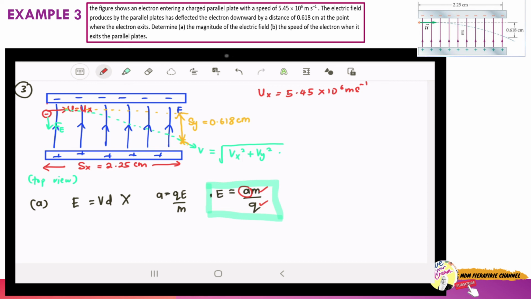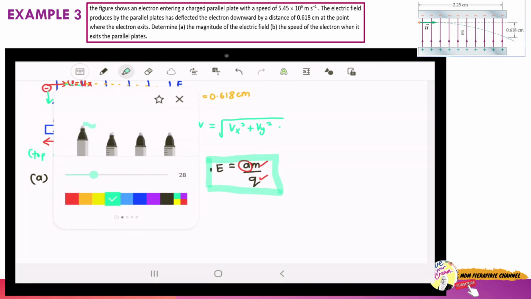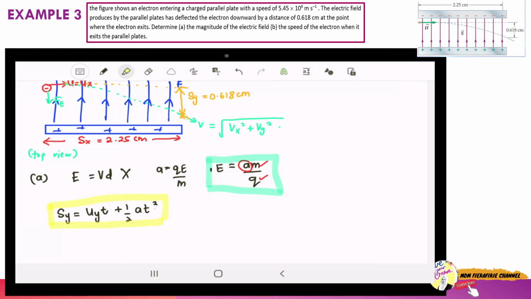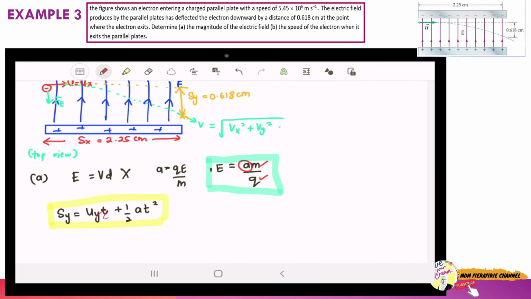How do we find A? Now we need to proceed with another equation. Since we have the values of Sy, Sx, and Ux, I will start with Sy. Why do I start with Sy? Because I want to find the acceleration. So Sy is equal to Uyt plus half At squared. Look at here, this is my second equation. But still, I cannot solve this problem since I don't have the value of T. We can simplify this.